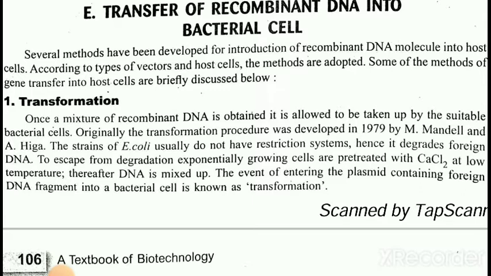1. Transformation. Once a mixture of recombinant DNA is obtained, it is allowed to be taken up by suitable bacterial cells. Originally, the transformation procedure was developed in 1970 by M. Mandel and A. Higa. Strains of E. coli usually have restriction systems, hence they degrade foreign DNA. To escape from degradation, exponentially growing cells are pretreated with CaCl2 at low temperature, thereafter DNA is mixed in.